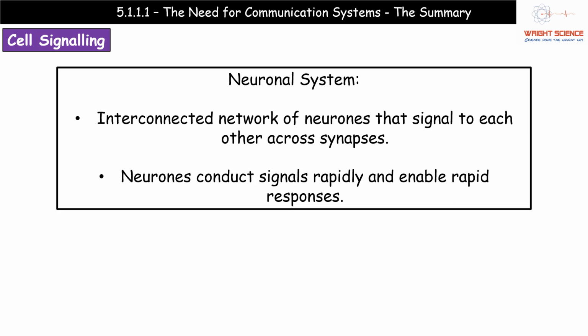If we just give a quick overview of these systems first of all, we'll go into depth in them in the later videos. The neuronal system first of all, this is using neurons, which are an interconnected network that are able to signal each other across synapses, gaps between the neurons. The key thing about this neuronal system is that it allows for rapid conduction of those signals and therefore rapid responses.